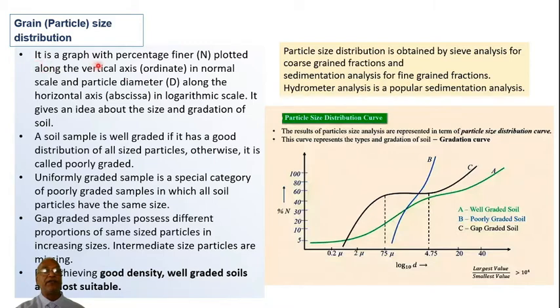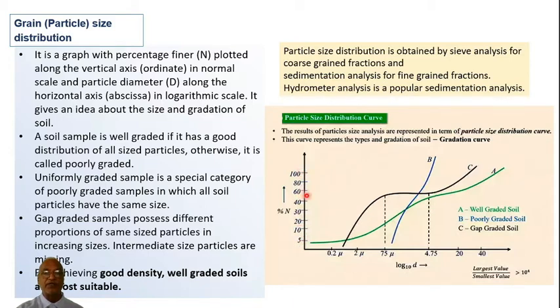It is a graph. It is presented in the form of a graph with percentage finer. You can see here percentage finer plotted along the vertical axis, or ordinate, in normal scale. You can see here 5, 10, 20, 30, 40, 50, 60, 70. All these are almost equally spaced.